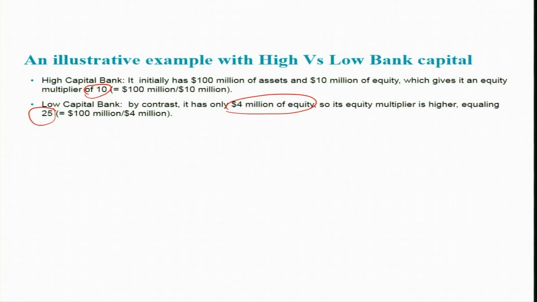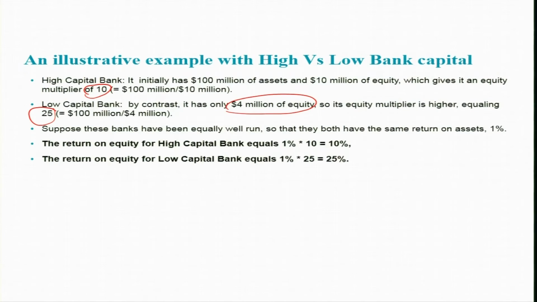So that means the asset that they are generating by a given unit of equity capital. In this case, suppose these banks have been equally well run, so that they both have the same return on assets, for example 1%. Let us assume that both banks make the same return on assets, that is 1%. Now look at the return on equity for the high capital bank and the low capital bank.